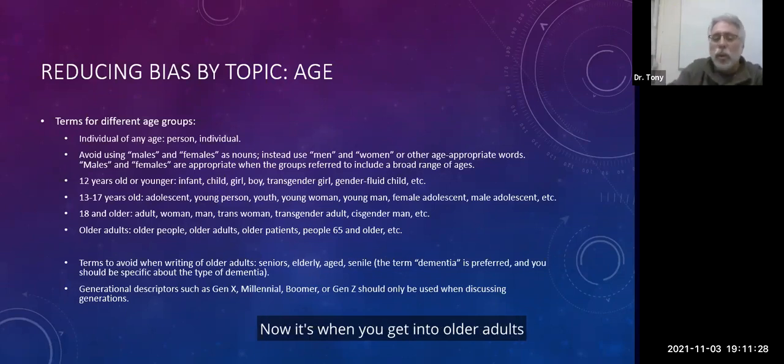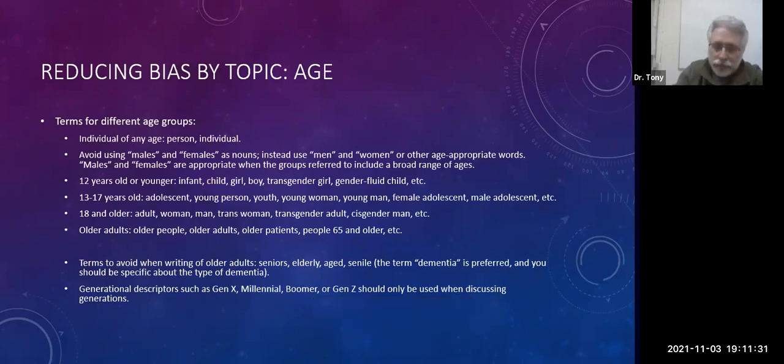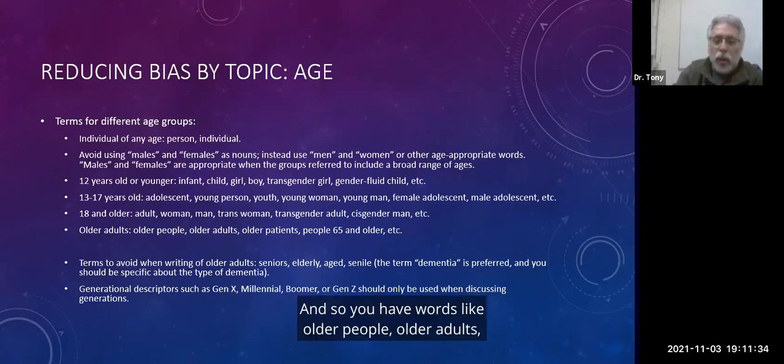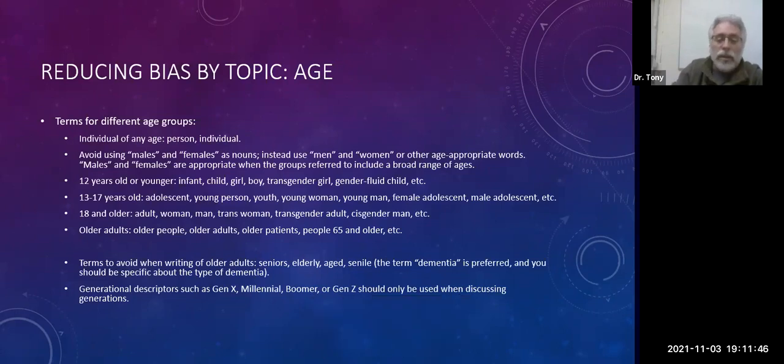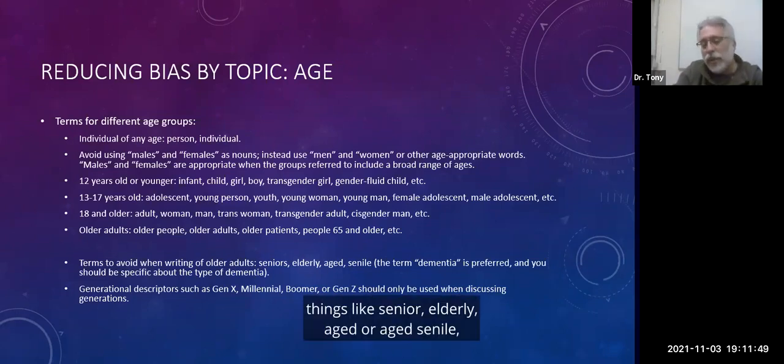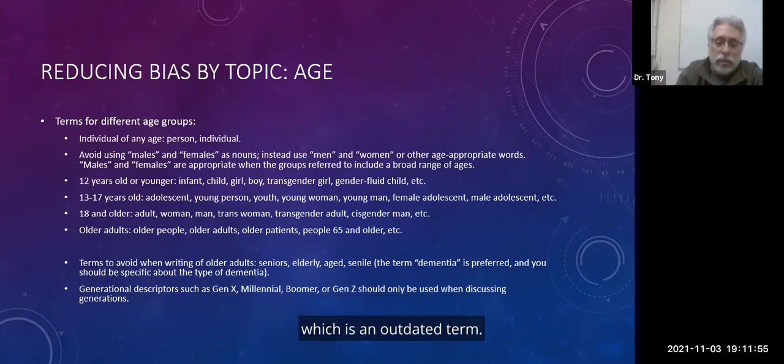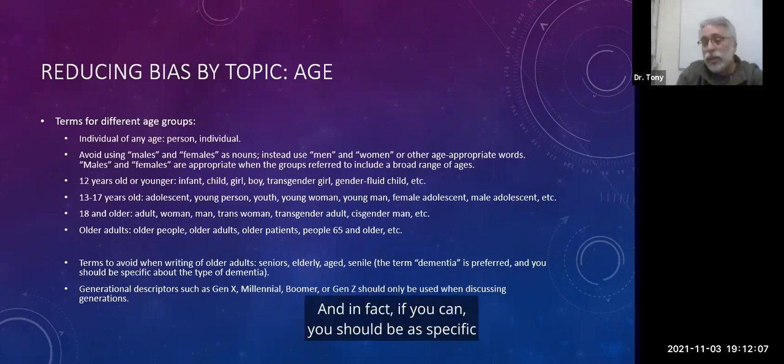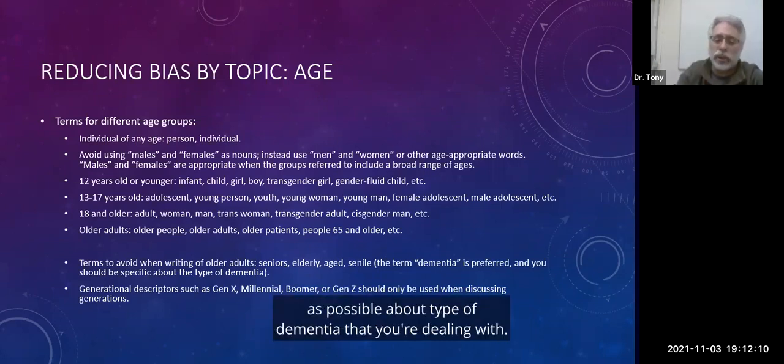Now, it's when you get into older adults where this becomes an issue of sensitivity. And so you have words like older people, older adults, older patients, people 65 and older, and so on. But you'll notice that this is where you get into the kinds of words that you should avoid. Terms to avoid when writing of older adults: senior, elderly, aged, senile, which is an outdated term, and even today you would only be using that with reference to people with dementia. In fact, dementia itself is preferred, and if you can, you should be as specific as possible about the type of dementia that you're dealing with.